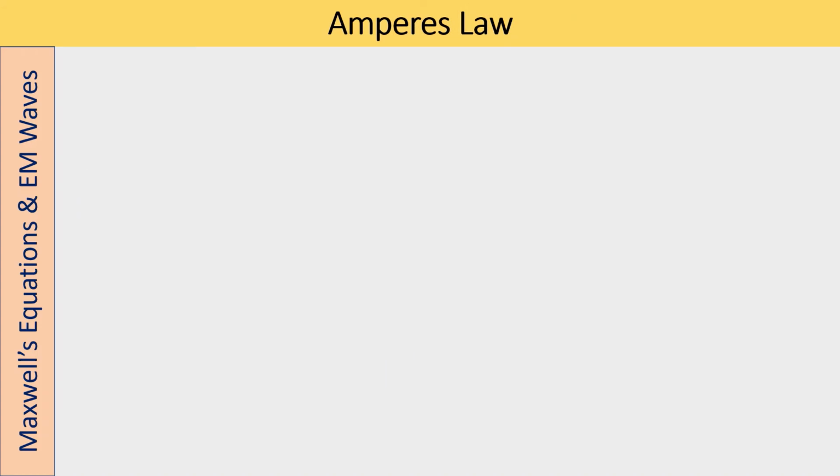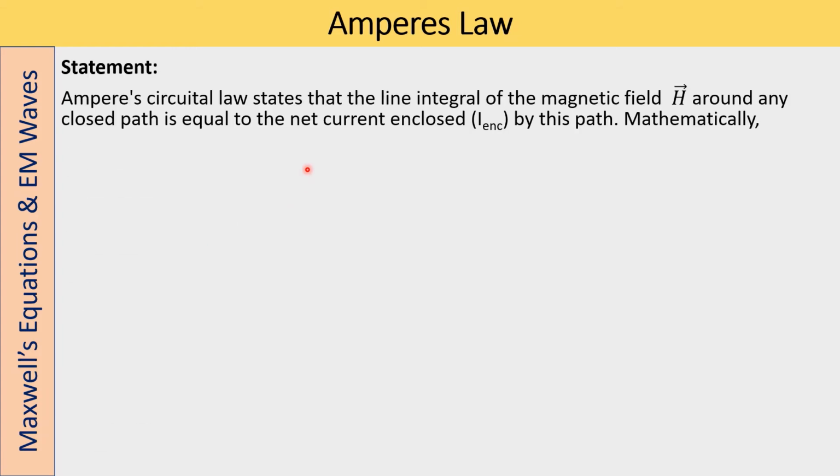Before discussing Maxwell's fourth equation, let us discuss Ampere's law. Ampere's circuital law states that the line integral of the magnetic field H around any closed path is equal to the net current enclosed by this path. Mathematically, we can write the closed line integral of H dl is equal to current enclosed.